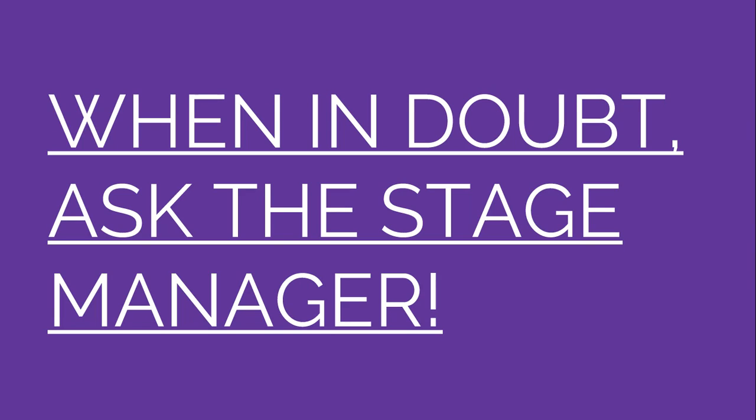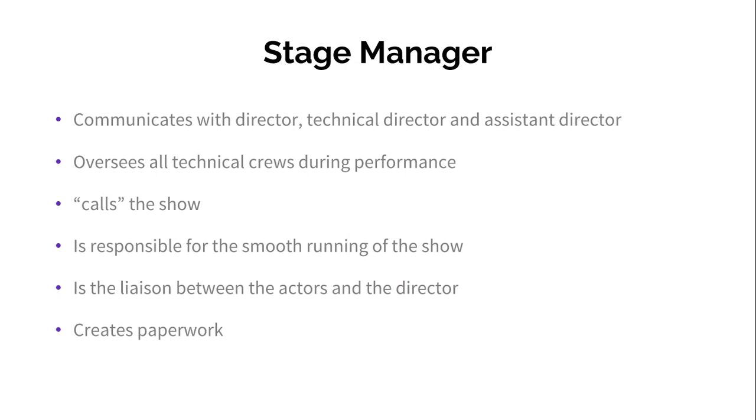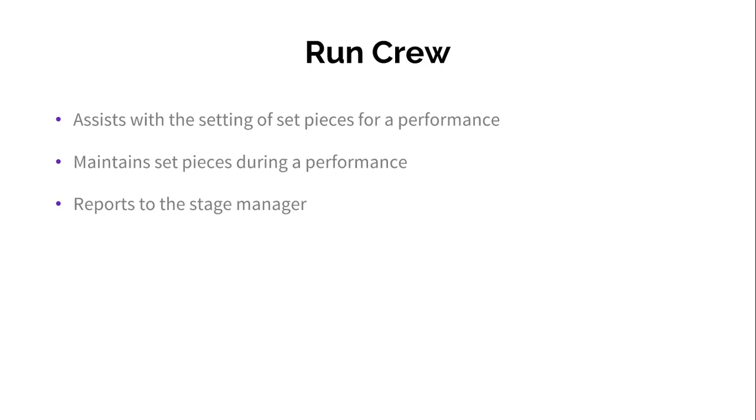Okay, so the stage manager communicates with the director, technical director, and assistant director. They oversee all technical crews during a performance. They call the show, which we'll talk about more when we get to the stage manager section. They're responsible for the smooth running of the show. They're the liaison between the actors and the director, and they're in charge of all the paperwork for the production, which when we get to the stage management section, you'll see is quite a substantial amount of paperwork.